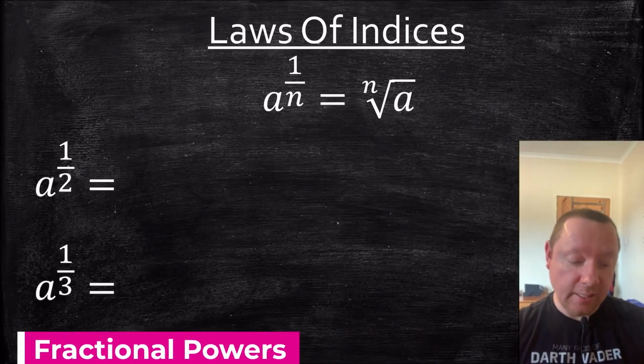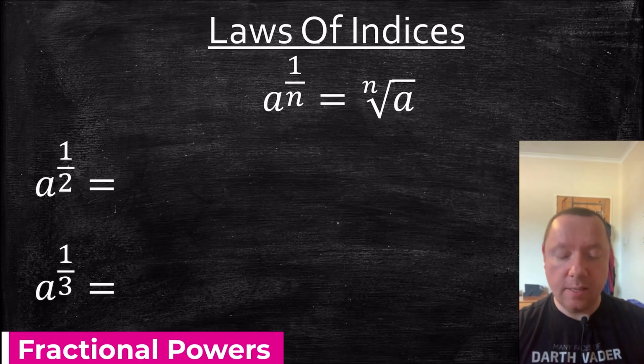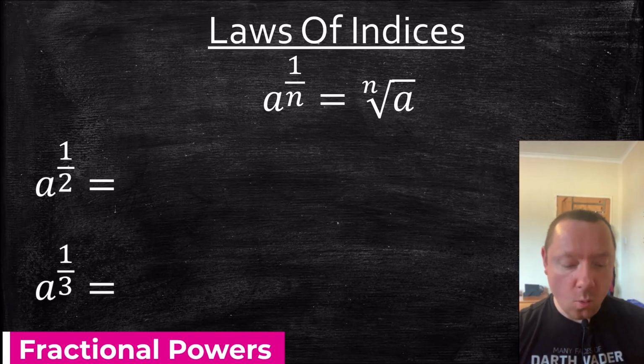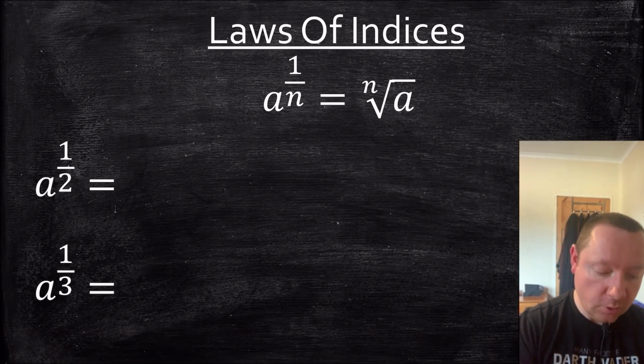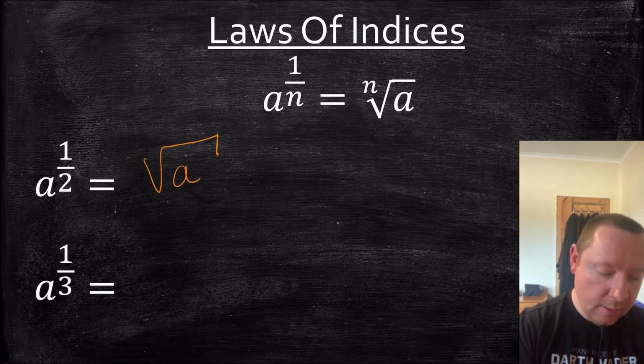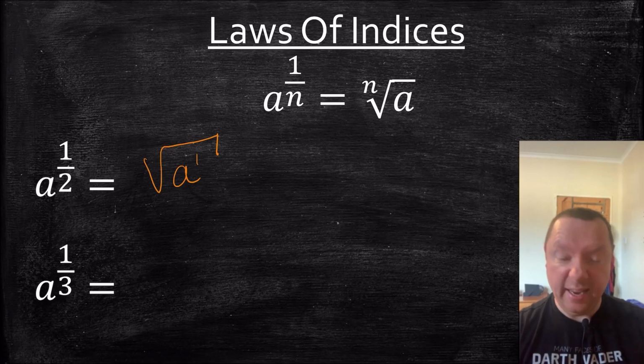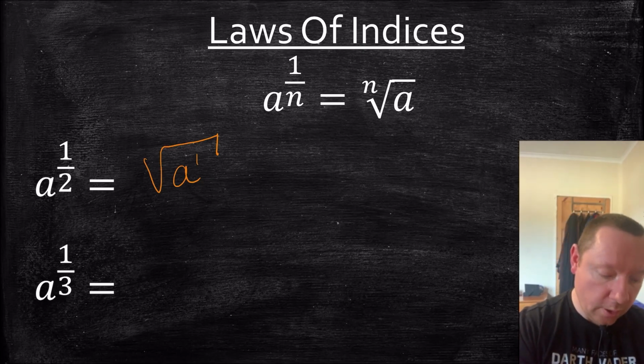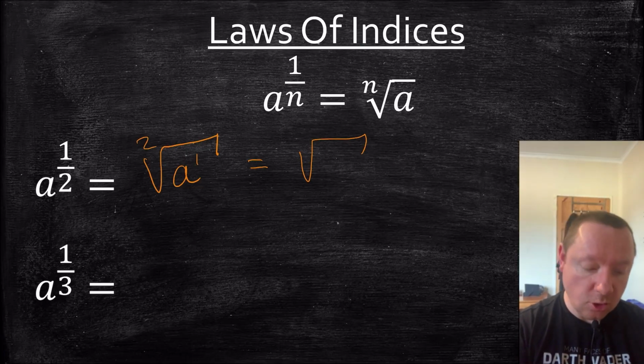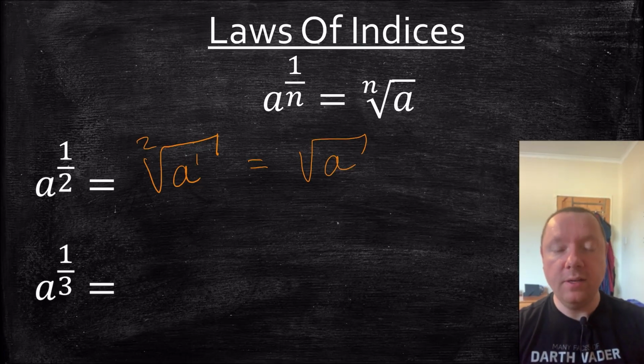Okay, laws of indices. A to the power of 1 over n is the same as the nth root of a. Now I'm just going to start with when it's 1 on the top. So a to the power of 1 over 2 is the root of a to the power of 1, because it's a, and then square root. So square root doesn't need a number outside, so it's just a square root of a. A to the power of a half is a square root of a.